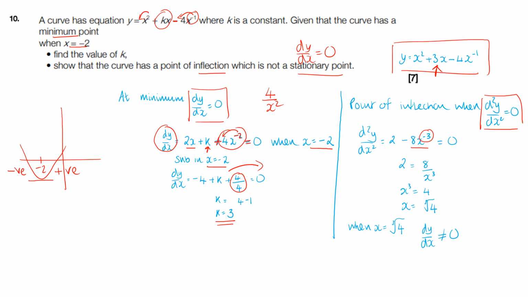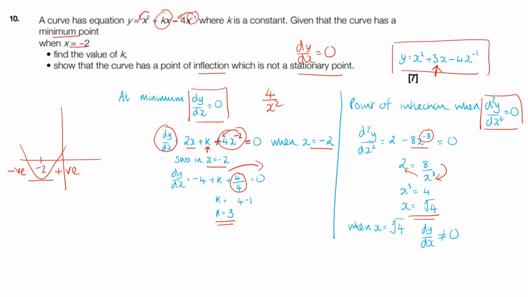Now equating that to 0, taking the minus 8x to the minus 3 to the other side, the minus 3 just means that x cubed is underneath, and then we can cross multiply and get that x cubed is equal to 8 over 2, which is 4. Then to get x, it's going to be taking the cube root, so x is going to equal the cube root of 4.